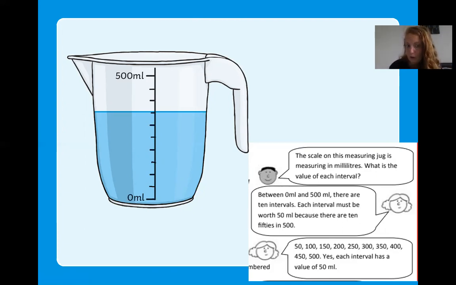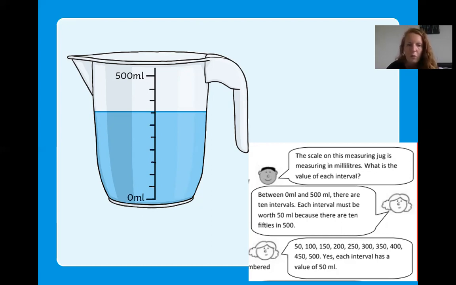Is equal to 50. Well done. So between 100 milliliters and 500 milliliters, there are 10 intervals, and each one must be worth 50 because there are 10 50s in 500. So let's check. 50, 100, 150, 200, 250, 300, 350, 400, 450, 500.